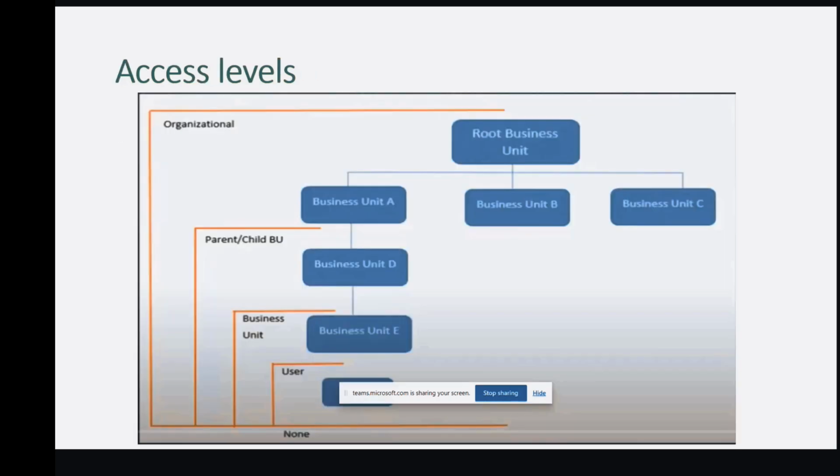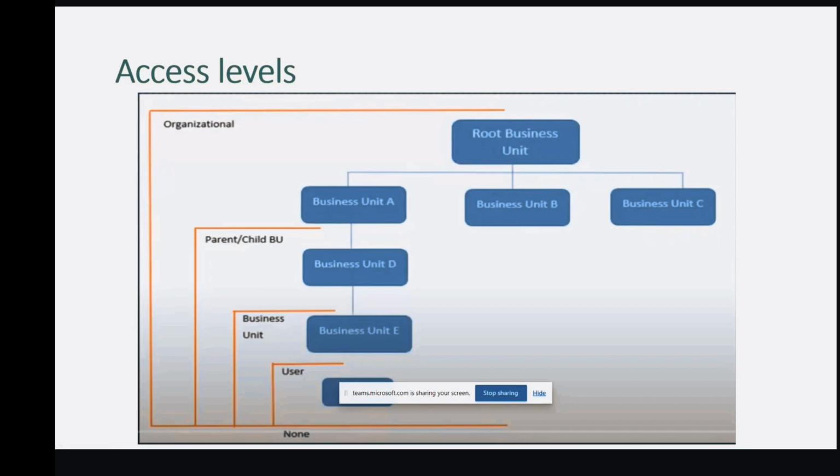And you can see the access levels under these business security roles: organization, parent child BU, business unit, user, and none. None means the user does not have any role, which means it does not have any privilege to work on the records. User level access means when a user creates any record, he can see only his own records. That is the user level.